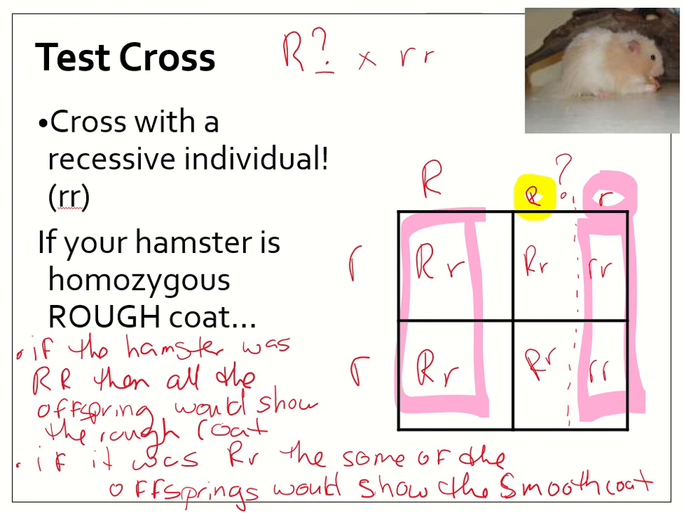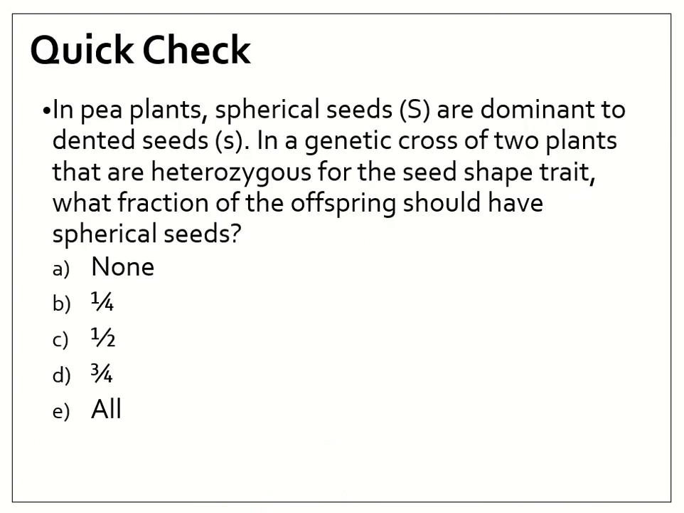Okay, we're going to do two little quick checks before we finish the note. So again, read through them, try them. They're not in your notes. It's just good little practice for you. So in pea plants, the spherical seeds are dominant over the recessive, the dented seeds. Okay, so make a genetic cross for two heterozygous parents. So remember what we said, we're talking about heterozygous parents.